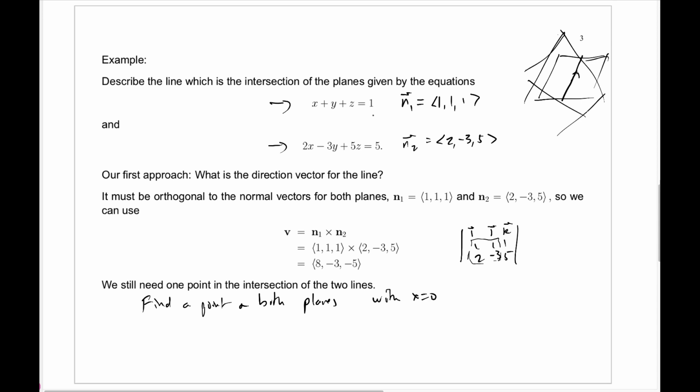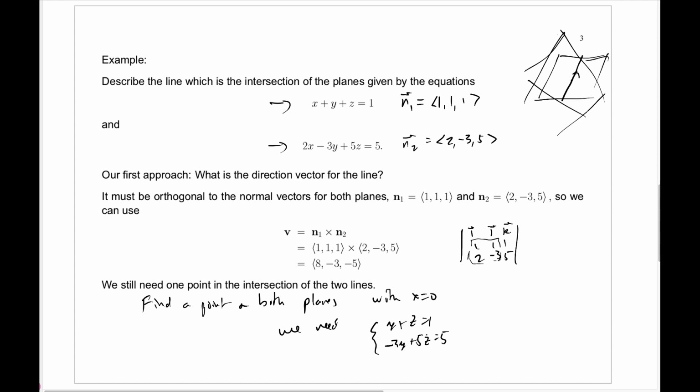Well, if x equals 0, from the first equation, we need y plus z equals 1. From the second equation, we need minus 3y plus 5z equals 5. And this is now a system of two equations in two unknowns, and I want to find values for y and z that make this work. Well, I can do that easily.